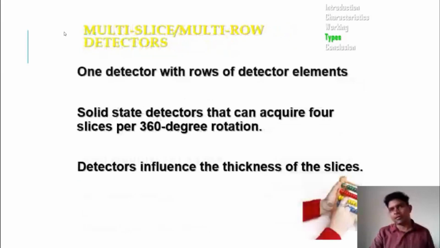Then came multi-slice and multi-row detectors, which is one detector with rows of detector elements, where a solid state detector can acquire 4 slices per 360 degree rotation. Due to that, with one rotation, you are able to get 4 slices. Because multiple rows of detectors are used in this, it will influence the slice thickness.